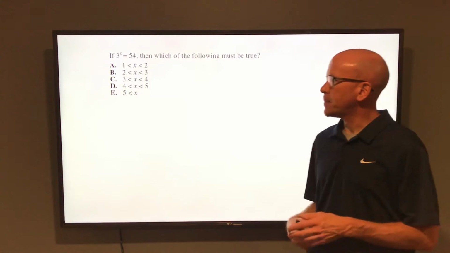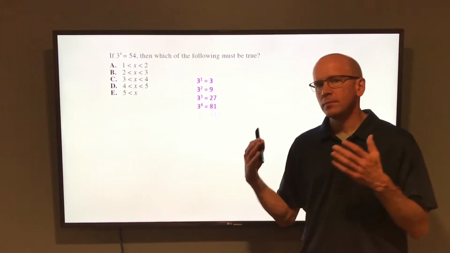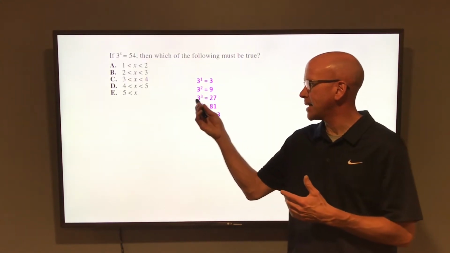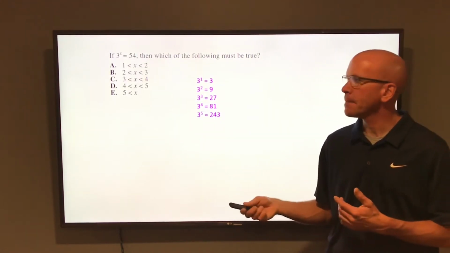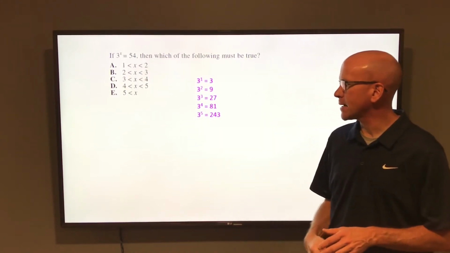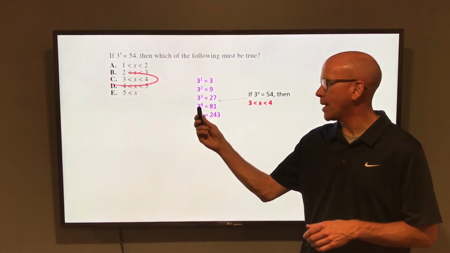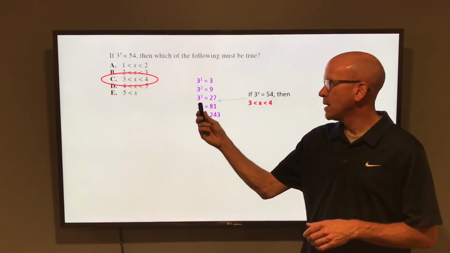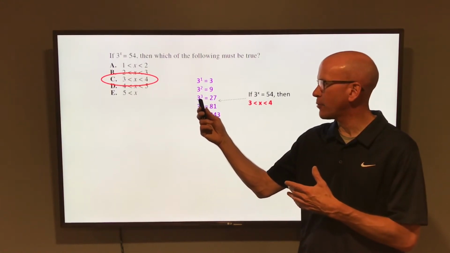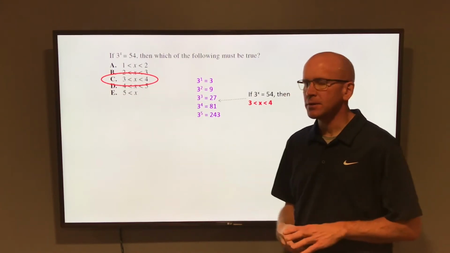If 3 to the x power equals 54, then which of the following must be true? Well, powers of 3, you know, 3 to the first is 3, 3 to the second is 9, 3 to the third is 27, and so on. 3 to the x equals 54. That's lying in between 3 to the third and 3 to the fourth. So x, the exponent, would be in between 3 and 4. Or in other words, 3 is less than x, which is less than 4.